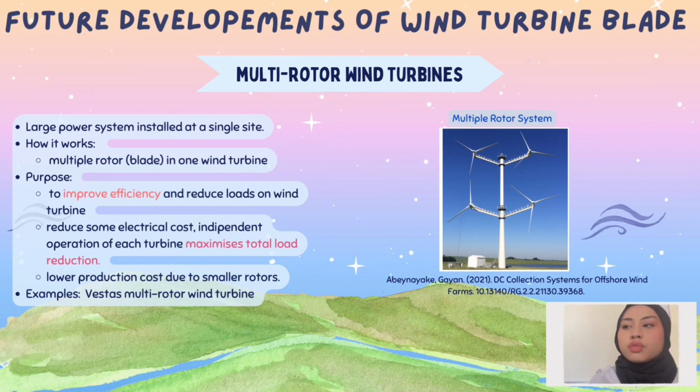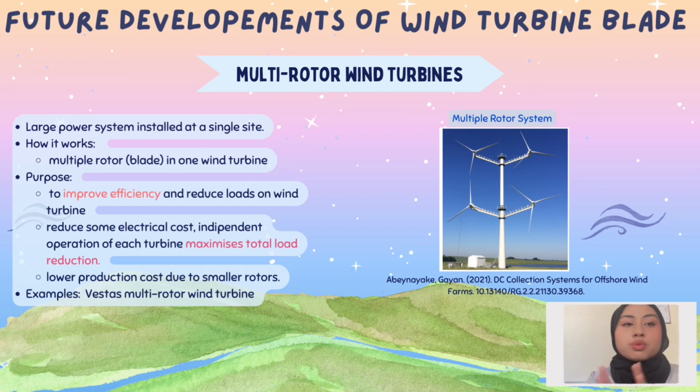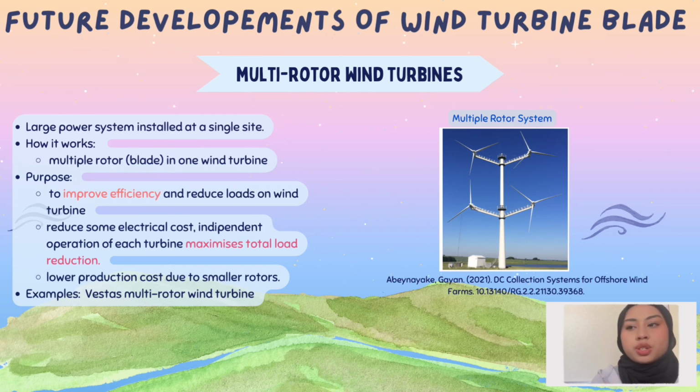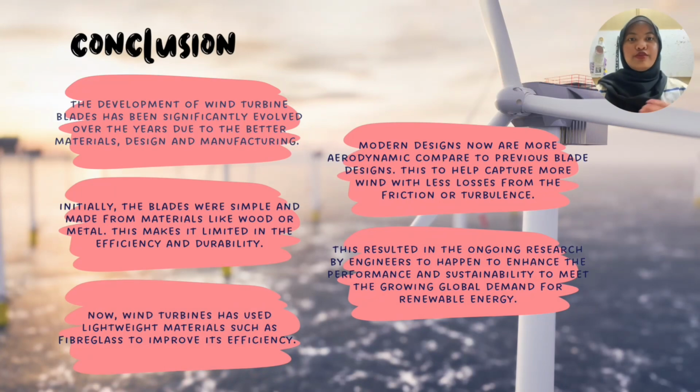Independent operation of each turbine maximizes total load reduction and lowers production costs due to smaller rotors. So instead of the factory needing to order a large blade, they can order a small one, which is much more cost effective. And this is an example of it, the Vestas multi-rotor wind turbine, and there are 4 blades in one turbine.